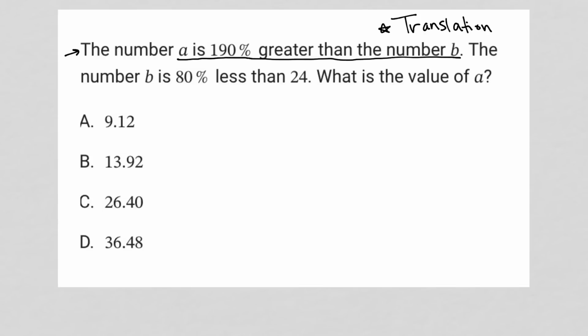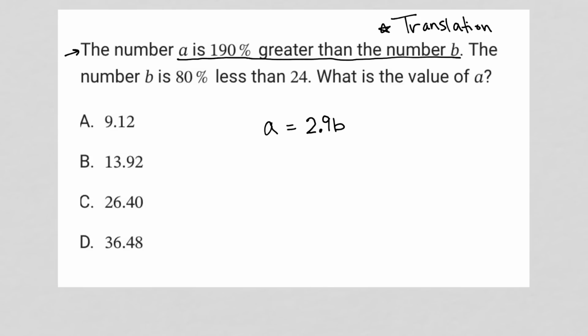Let's do it. It says A is, so A is means equals 190% greater than B means, well, you had B, 100% of B. You're adding an additional 190%, which means you're now at 290% of B. 290% as a decimal is 2.9.